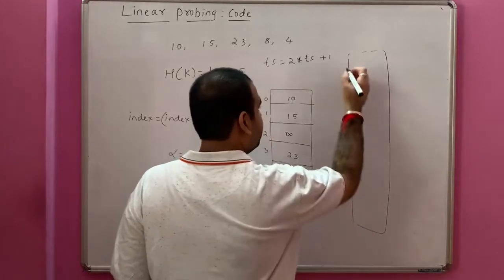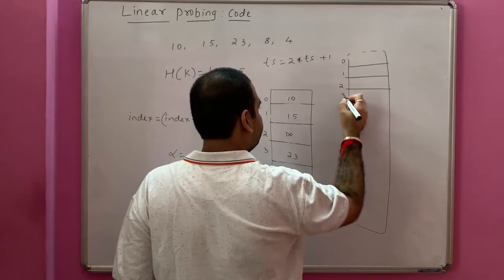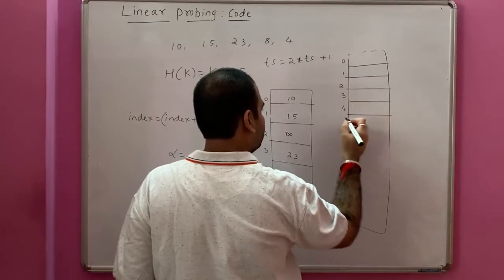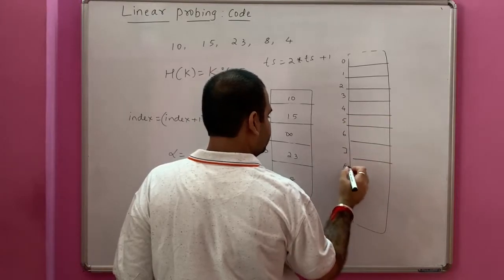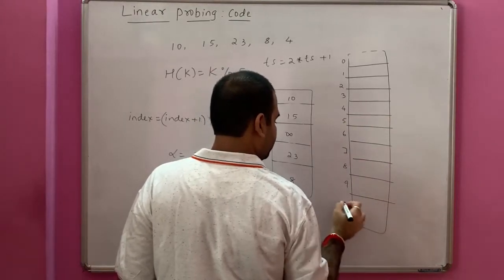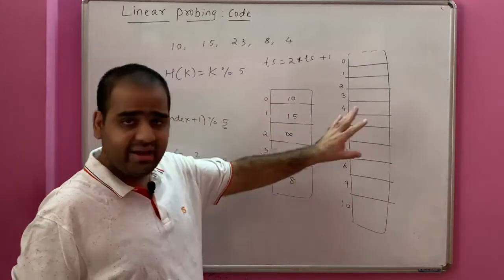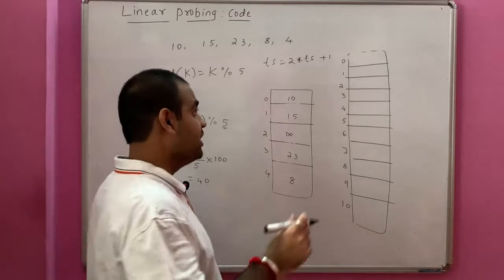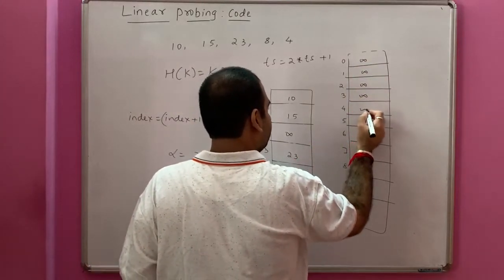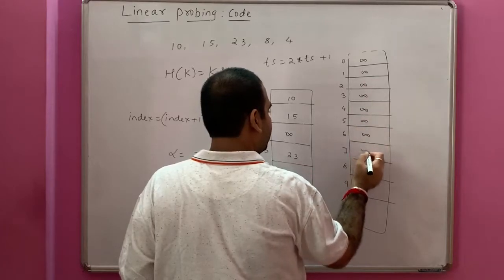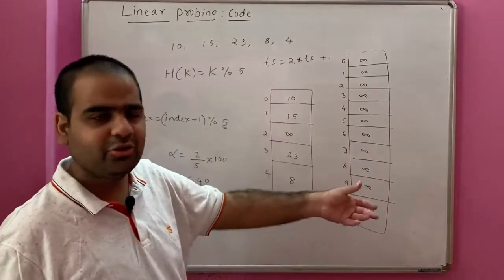Now 11 means it is 0 to 10: 0, 1, 2, and so on up to 10. This table is taken. Now you have to take the keys one by one and map them over here. But before that, you have to initialize this hash table with everything as infinity. Now these hash tables are allocated dynamically. Why are they allocated dynamically? Because the previous hash table has to go.